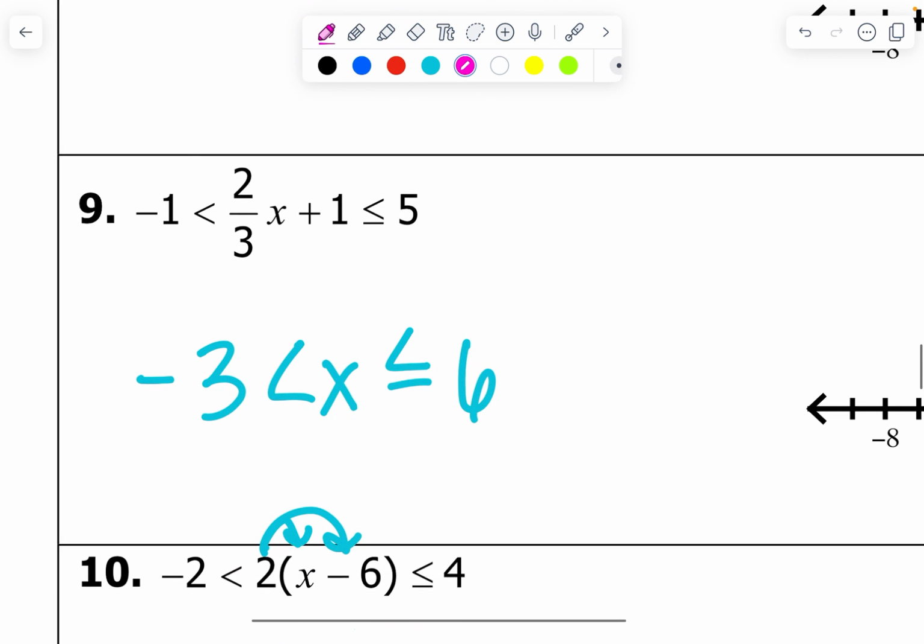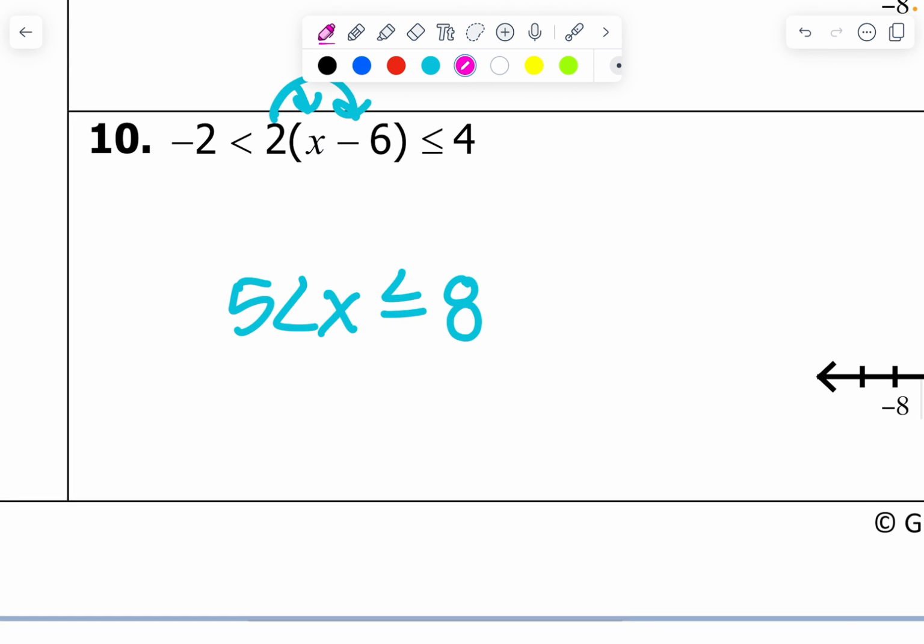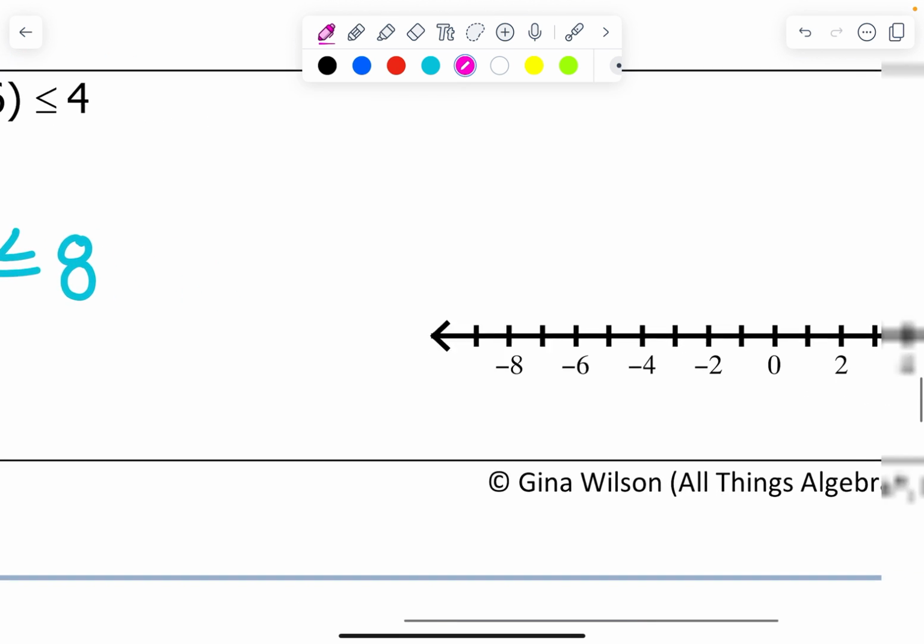Number 9, -3 is less than x and less than or equal to 6, and this is what our graph looks like. Number 10, 5 is less than x and less than or equal to 8, and this is our graph here.